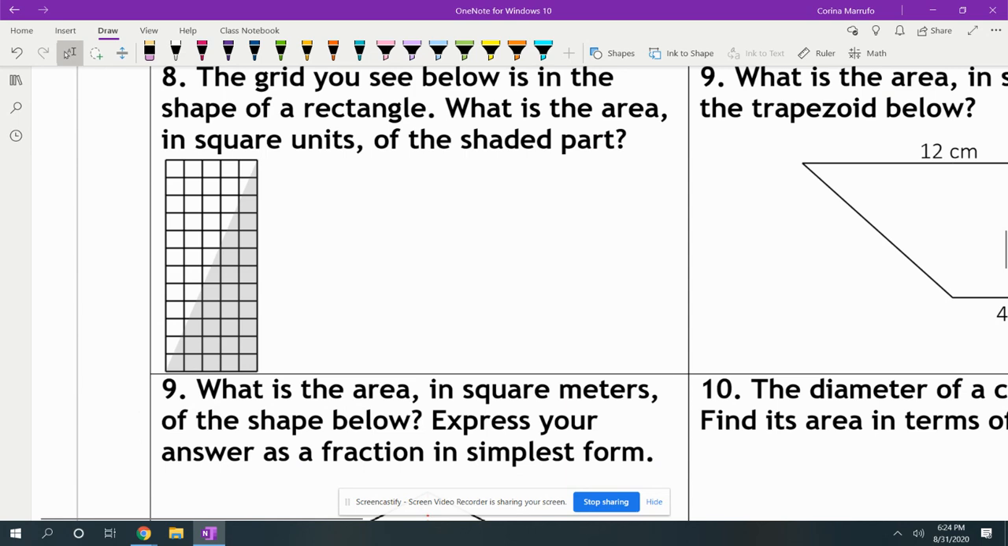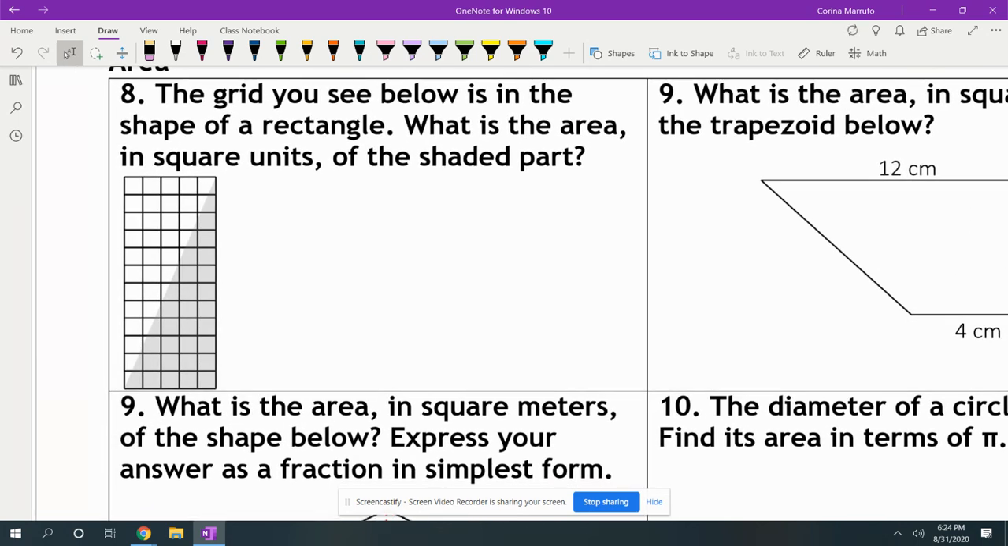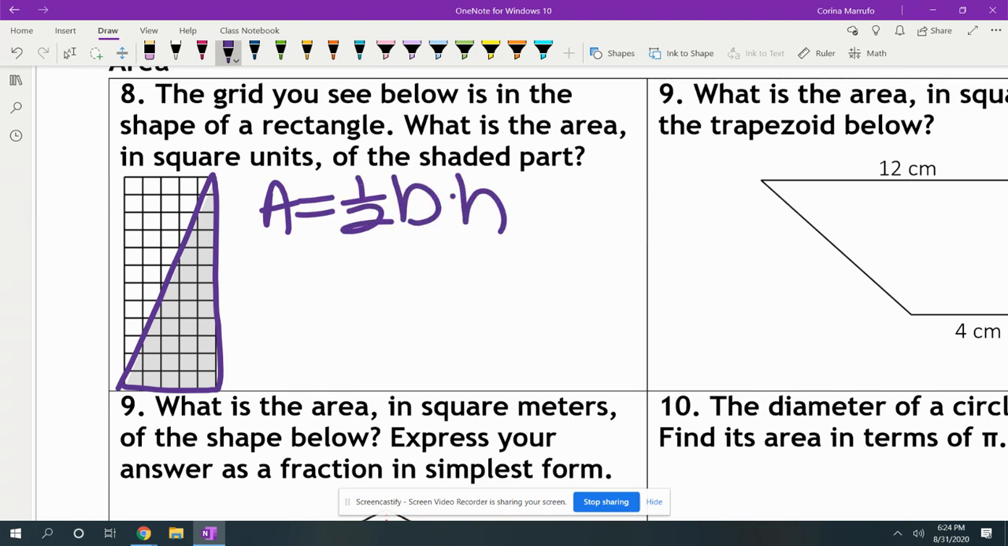Next is area. It tells you the grid you see below is in the shape of a rectangle. What is the area in square units of the shaded part? Okay, so the shaded part here definitely looks like a triangle. So we're going to use area equals 1/2 base times height. So we're going to count the base. This is 1, 2, 3, 4, 5.